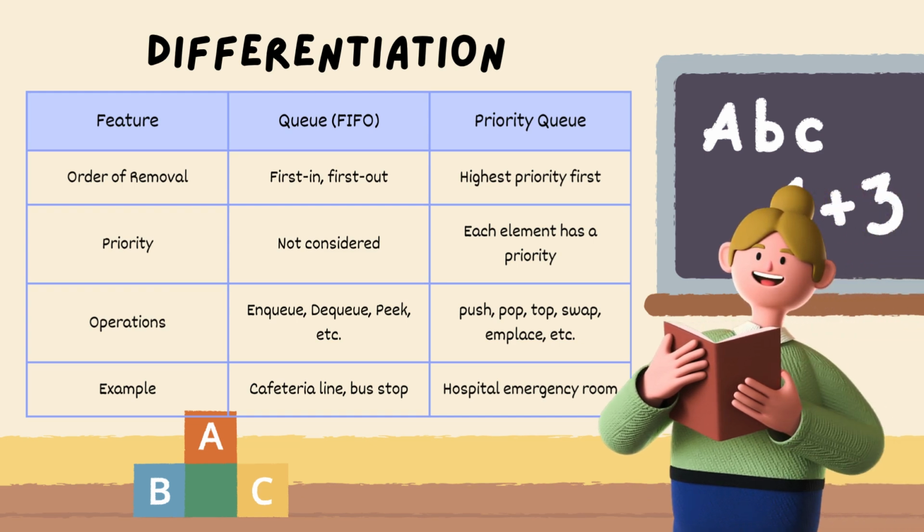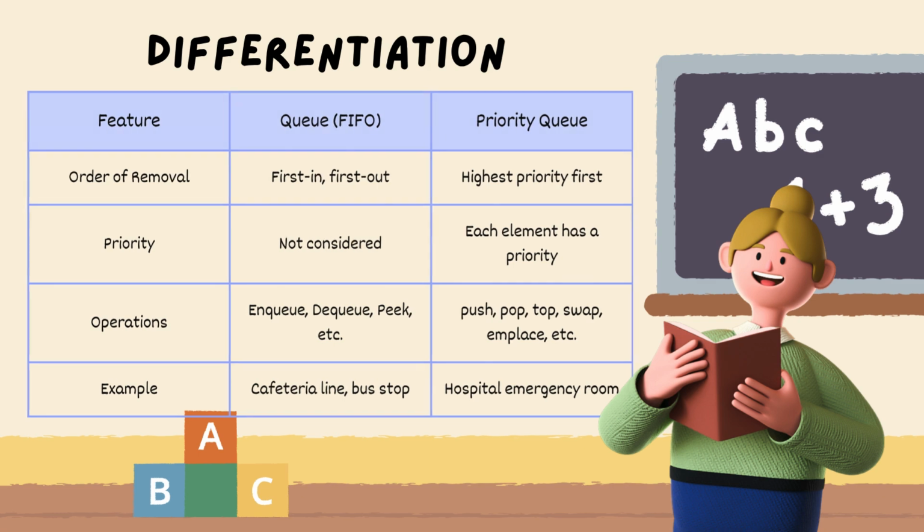Finally, here is a comparison between a regular queue and a priority queue. A queue removes elements in the order they arrive, FIFO, while a priority queue removes elements based on priority. Priority queues consider the priority of elements, regular queues do not. Examples of queues include lines at a bus stop, while priority queues are used in hospital emergency rooms where patients with critical conditions are treated first.